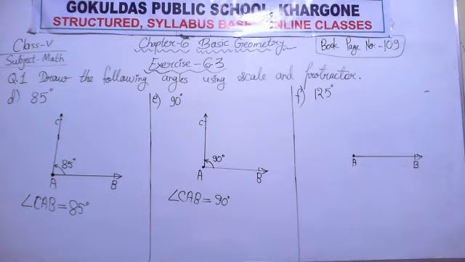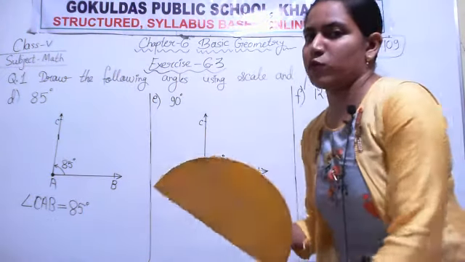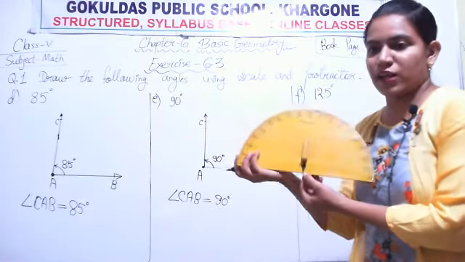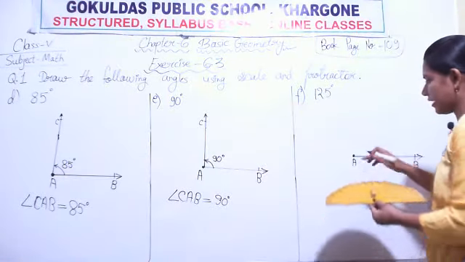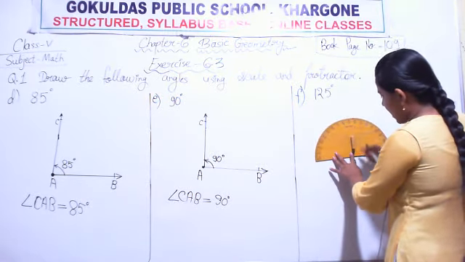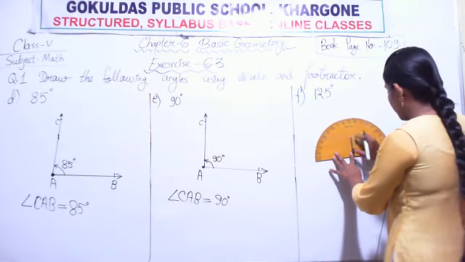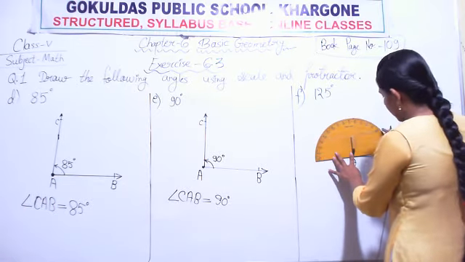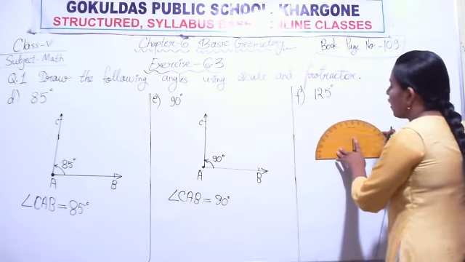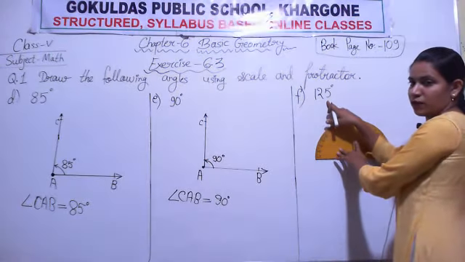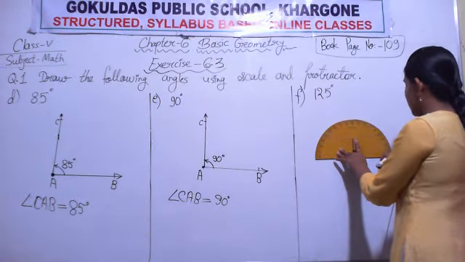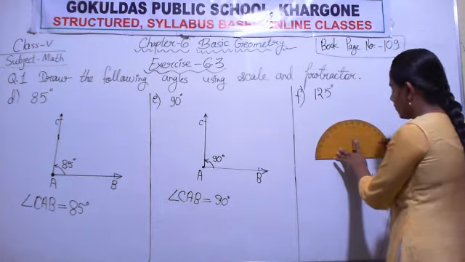Now step 2. So for step 2 we will require our protector. Keep center of the protector on point A. Okay. Now coincide the baseline with line or ray AB. Coincide it. So I coincide it. Okay. Now what measure I want to mark? 125. So observe where 125 is there. Observe the inner scale of the protector.